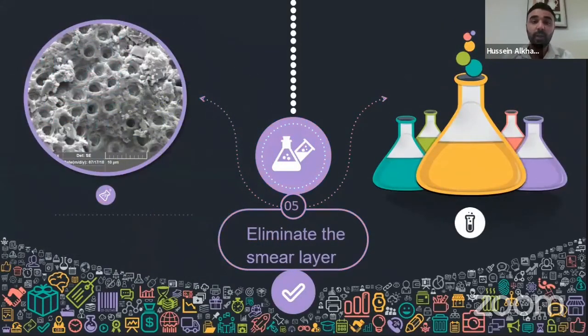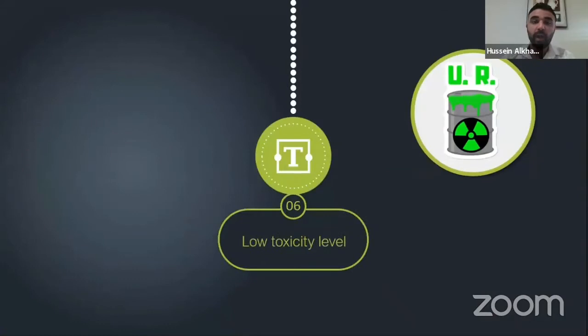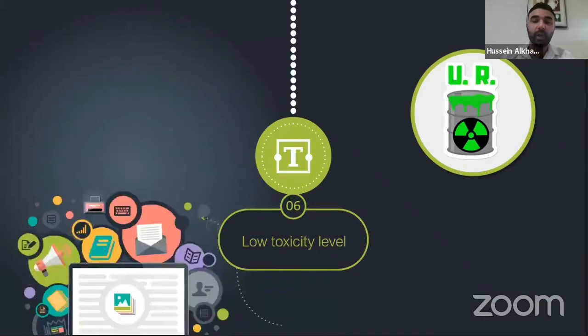In addition to that, the irrigation solution should possess the ability to eliminate or remove the smear layer generated during the instrumentation procedure. The final requirement of the ideal irrigation solution is that it should possess a low antigenic level and be minimally toxic to the periradicular tissue.